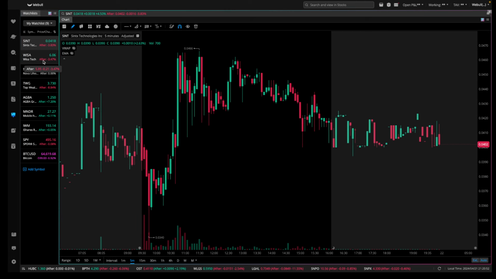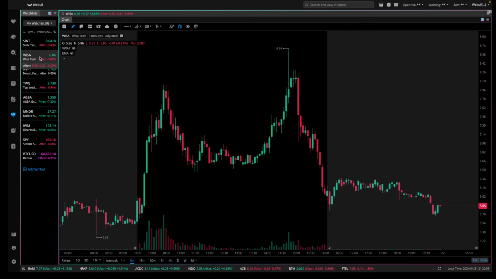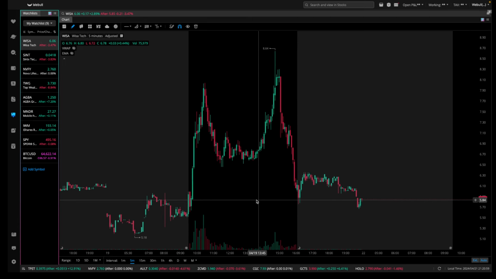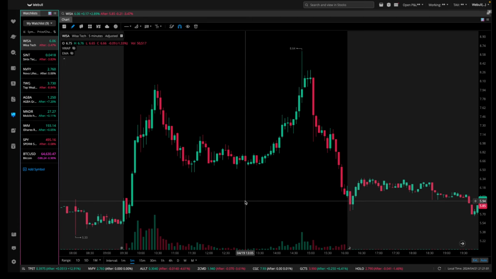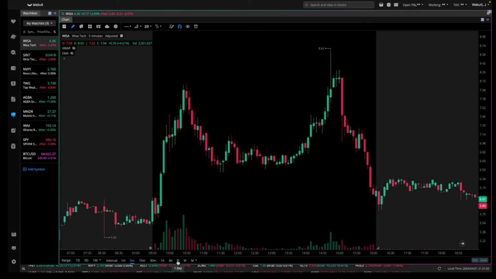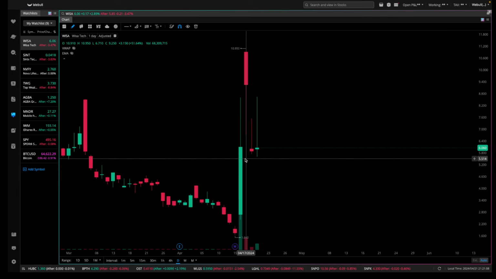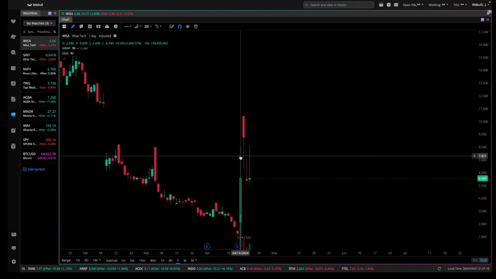So let's start off with a chart on WISA, which was one of the top runners from last week. How could you use volume here to your advantage? First of all, you want to start off with how much volume you're accumulating during the day. And you can quite clearly see here we had 199 million volume.